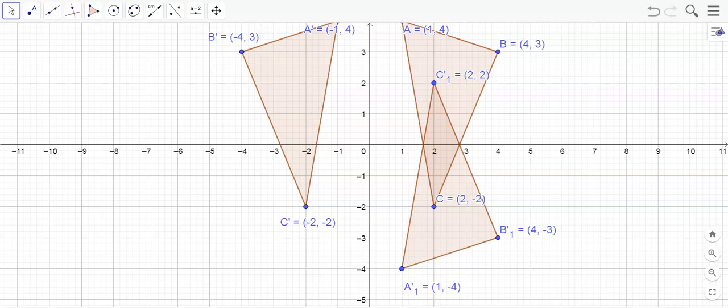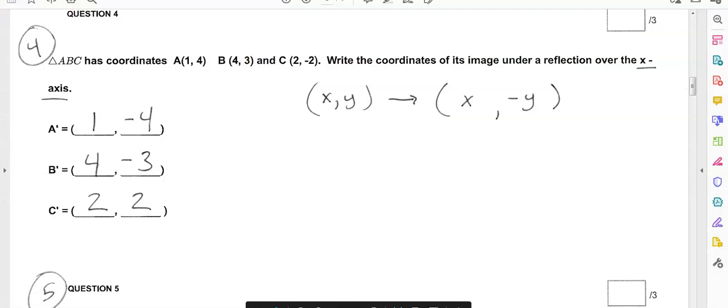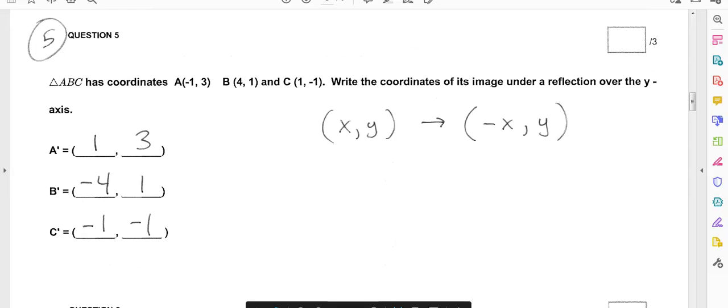Now we should have our 1, -4, our 4, -3, and our 2, +2. And yeah, now it matches up good. All right, number 5. Now we're reflecting over the y-axis.